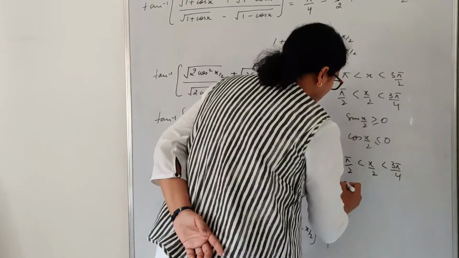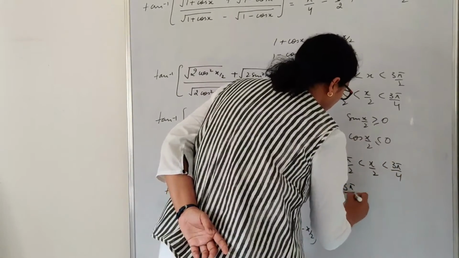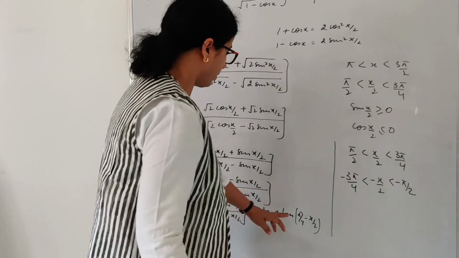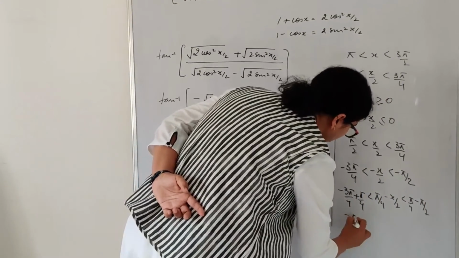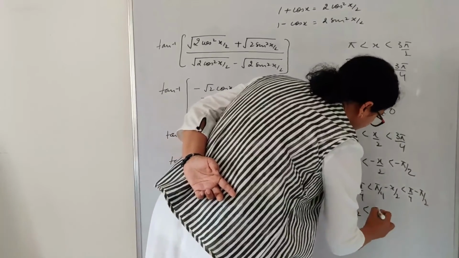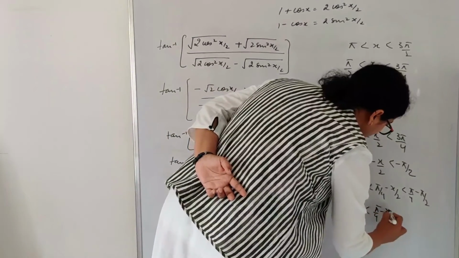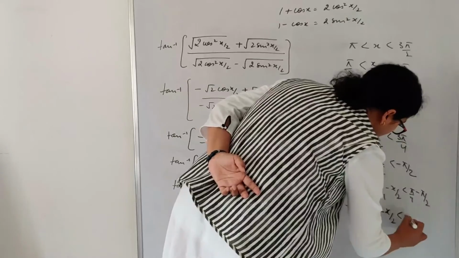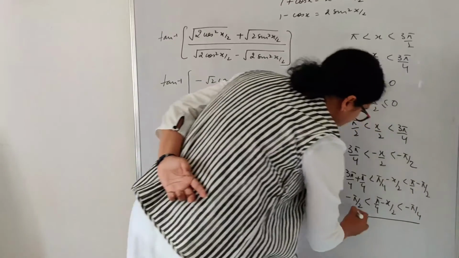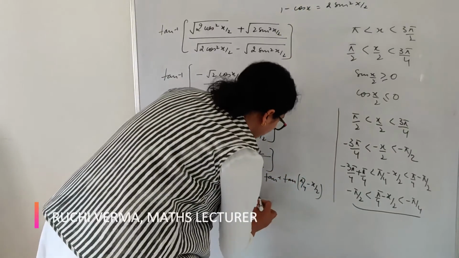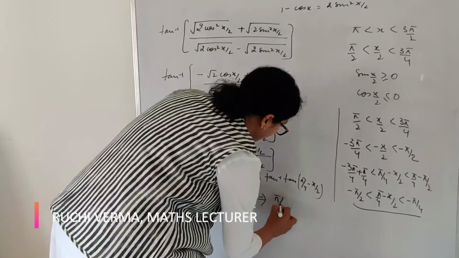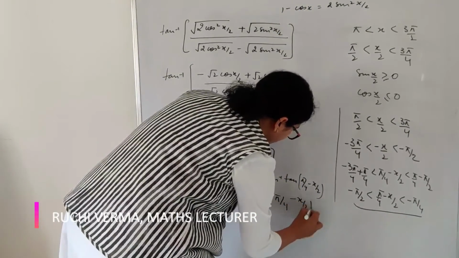So this will come to this side, the inequality will change. Okay, now add pi by 4. So basically what I am getting here is minus pi by 2, pi by 4 minus x by 2 and minus pi by 4. So this is within the range of my tan inverse. So it means this will be equal to pi by 4 minus x by 2.